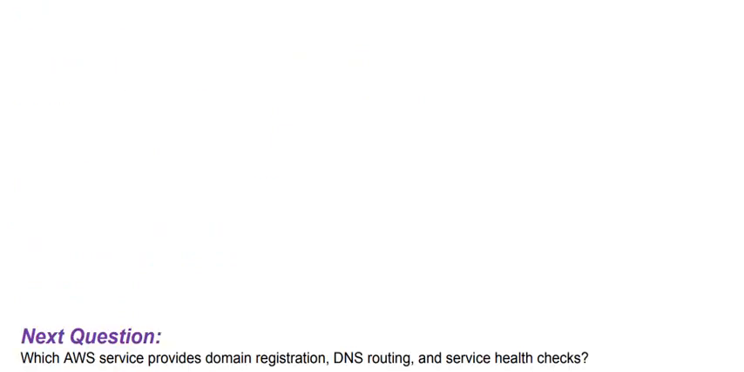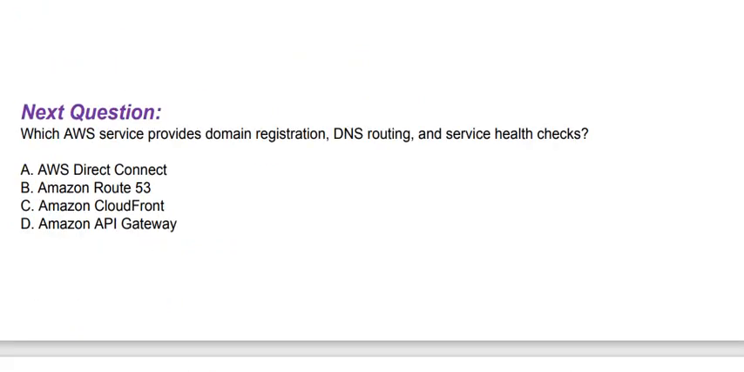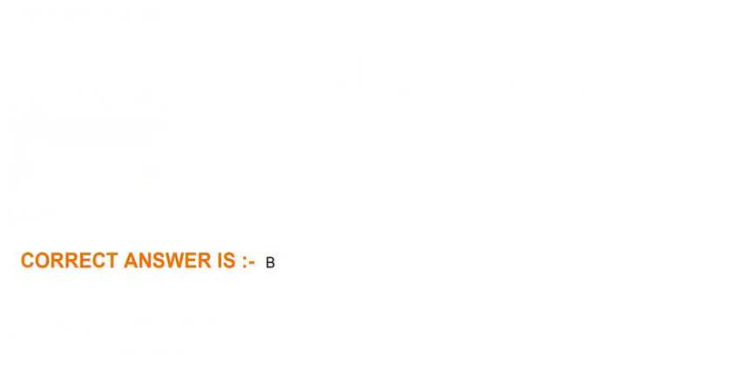Next question is, which AWS service provides domain registration, DNS routing, and service health checks? Option A, AWS Direct Connect. Option B, Amazon Route 53. Option C, Amazon CloudFront. And option D, Amazon API Gateway. The correct answer is option B.